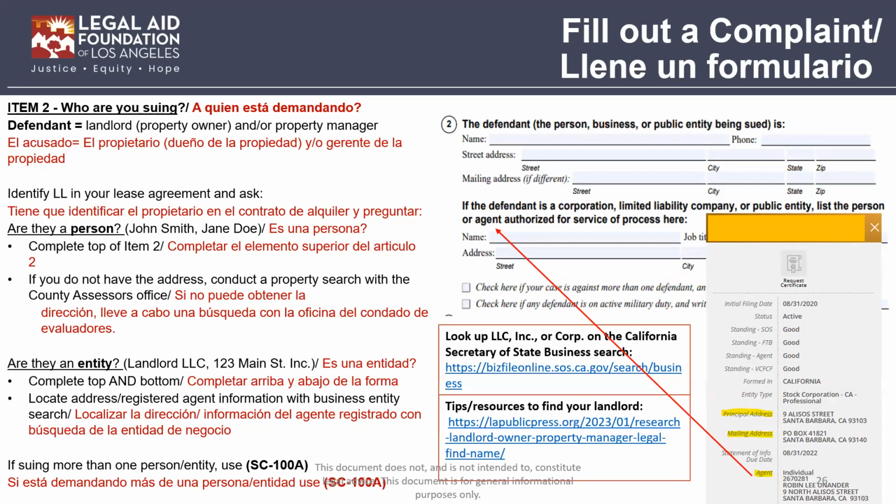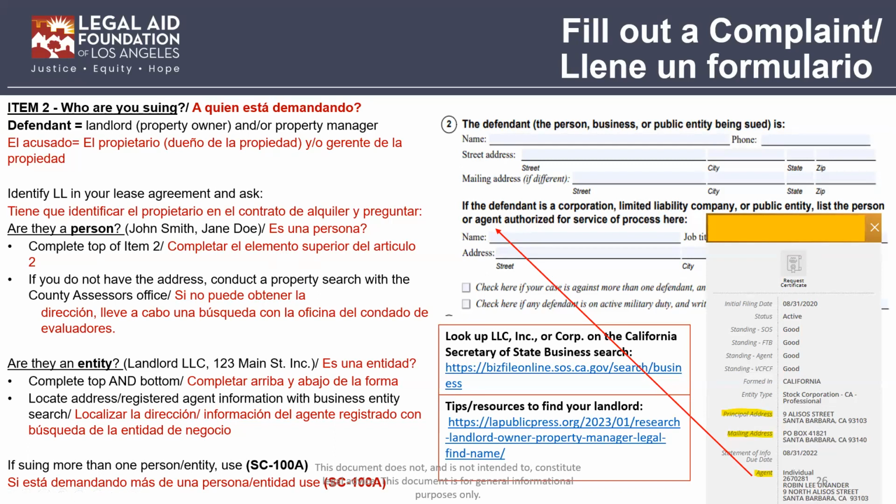One is you can do a property search with the LA County Assessor's Office. So they can give you information about other addresses they have on file for contacting the landlord. And there's other resources in this article linked here from the Los Angeles Public Press. It's an article titled Tips and Resources to Find Your Landlord, and it goes through a number of free online resources you can utilize to find an address for your landlord.